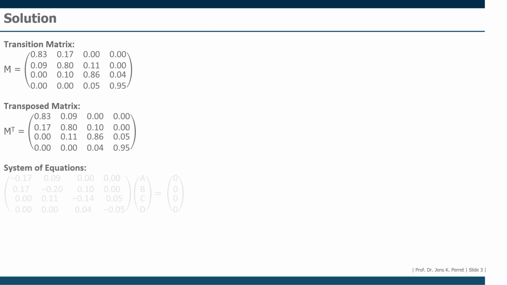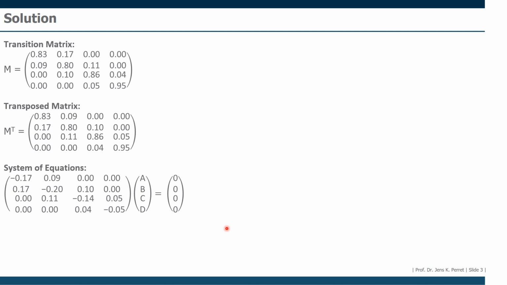Next, we're just going to solve a linear system of equations, but not using the original transposed matrix, but the transposed matrix where in the diagonal we subtracted 1 from each element. In other words, we take the transposed matrix minus the unit matrix. And that's the matrix of our system of equations here. And we're going to solve this for 0. In other words, we're going to calculate the kernel of this matrix.